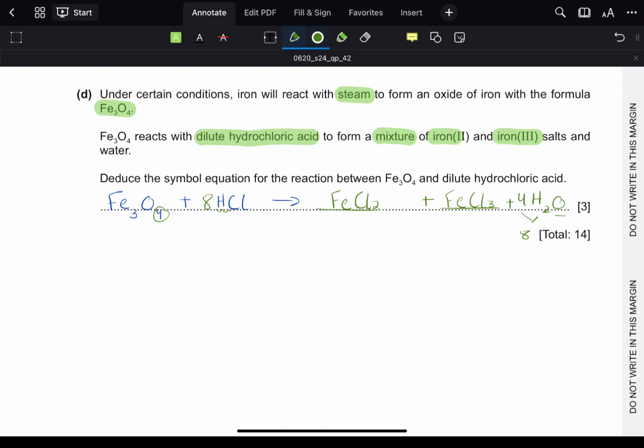And now we just have to balance the irons. On the left-hand side we have 3, on the right-hand side we have 1 plus 2, to make it a total of 3 irons on both sides. And notice that I put a 2 with this compound and not this compound, because if I put it right here, then the chlorines wouldn't be balanced. So you have to take that into consideration when deciding which compound to put a number with.